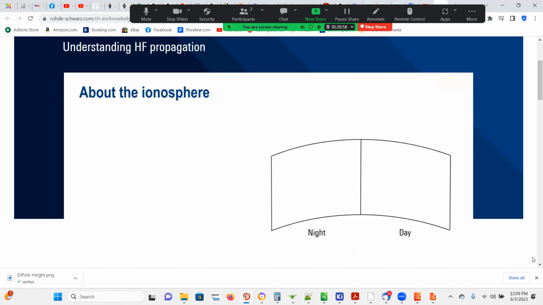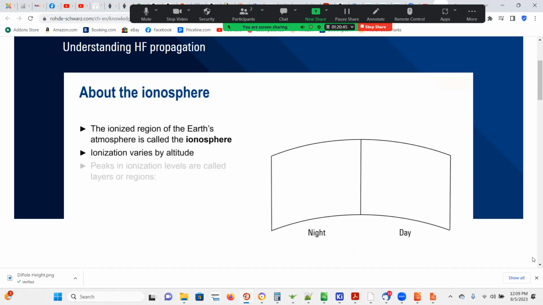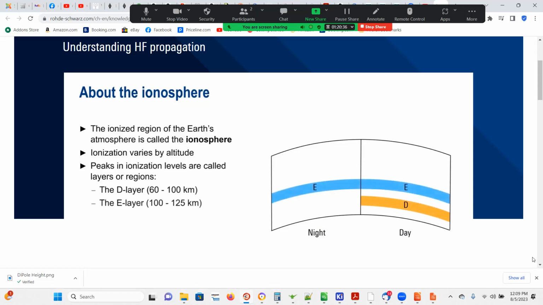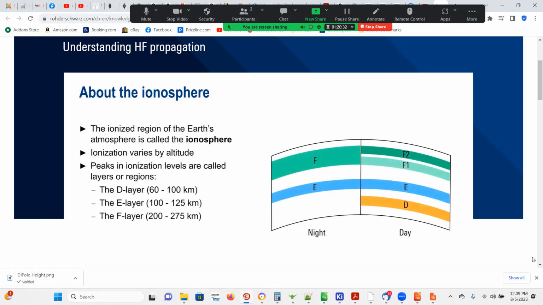As mentioned earlier, the region of the Earth's atmosphere that undergoes this ionization is collectively called the ionosphere. The level or density of ionization in the ionosphere is different at different altitudes, and areas with ionization peaks are often grouped into so-called layers or regions. The layers that are important for HF propagation are the D layer from 60 to 100 kilometers, the E layer from 100 to 125 kilometers, and the F layer or layers from about 200 to 275 kilometers. Note that these are only rough numbers.